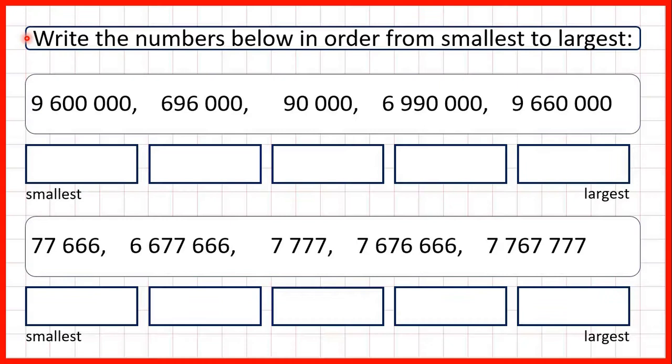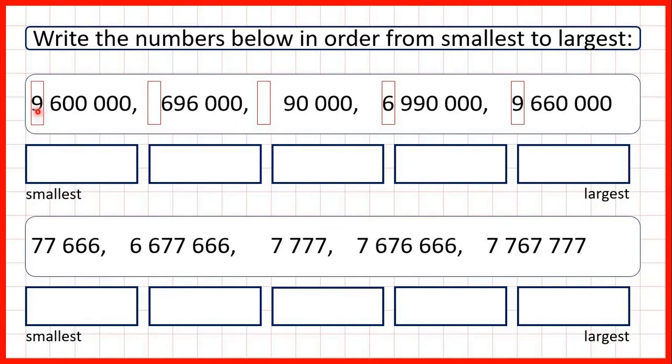We need to write the numbers below in order from smallest to largest. So first, we have 9,600,000, 696,000, 90,000, 6,990,000, and 9,660,000. Now when we're comparing numbers, we start by comparing the larger place values first.